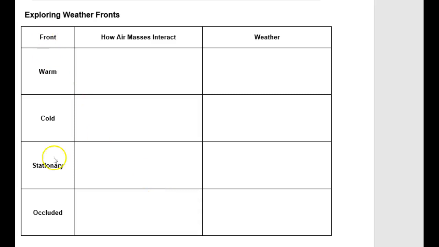And here you can see it's listing each of the fronts. How do these air masses interact? What kind of weather is going to be produced from those weather fronts? So this is a great graphic organizer for this lesson. Make sure you print that out and take notes on it.